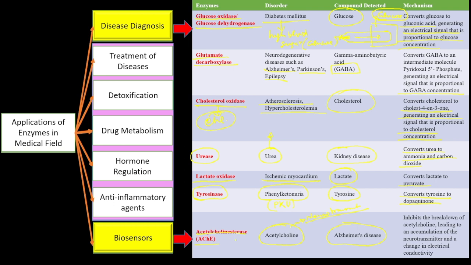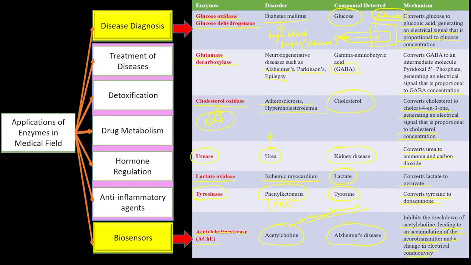And how it works is that acetylcholinesterase inhibits the breakdown of acetylcholine, leading to the accumulation of the neurotransmitter and a change in electrical conductivity. And as a result, you can measure the level of acetylcholine.